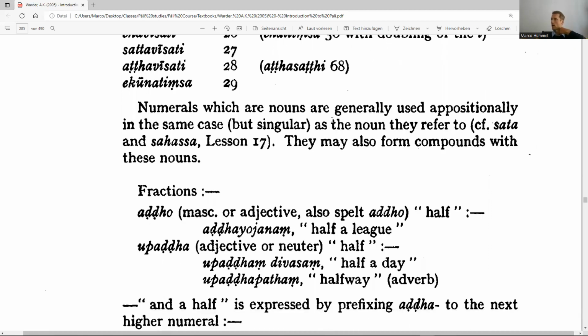Numerals which are nouns are generally used in the same case, but singular, as the noun they refer to. We'll come to satta and sahassa. They may also form compounds with these nouns.